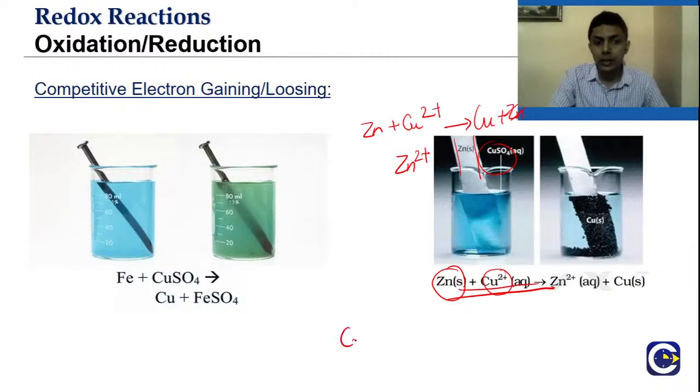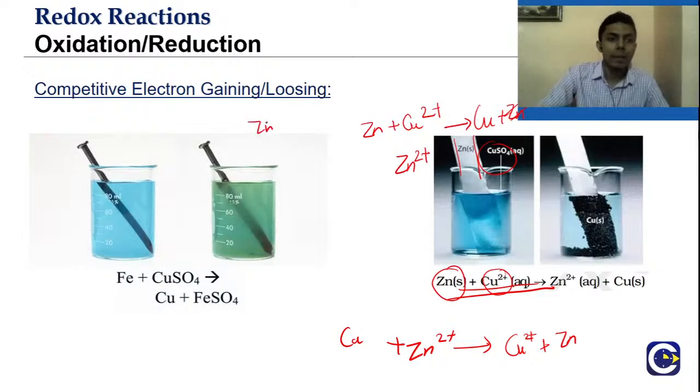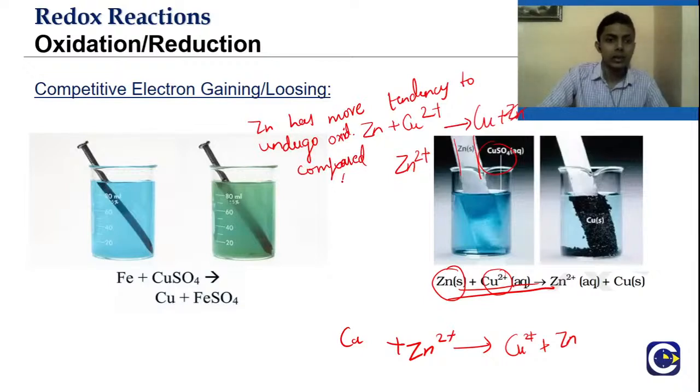Whereas if you take Cu in zinc sulfate solution, containing Zn2 plus, you will not get Cu2 plus and Zn. Why? Because zinc has more tendency to undergo oxidation compared to copper. That is the reason the first reaction is possible, the second one is not possible.